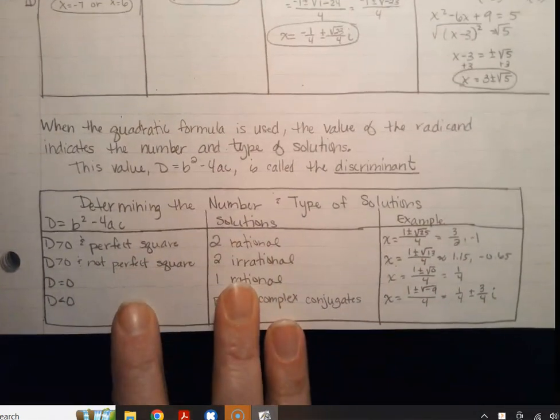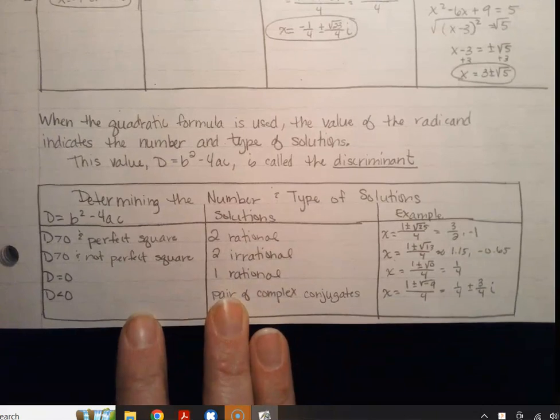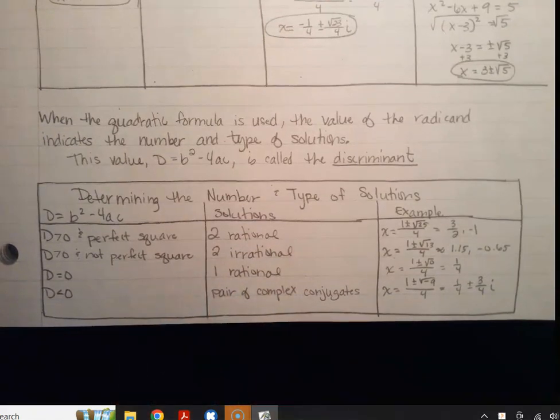Okay, so we have then to move on to the discriminant. When the quadratic formula is used, the value of the radicand indicates the number and type of solutions. Say what? So this value, D for our discriminant, equals b squared minus 4ac. That's the value of the radicand.